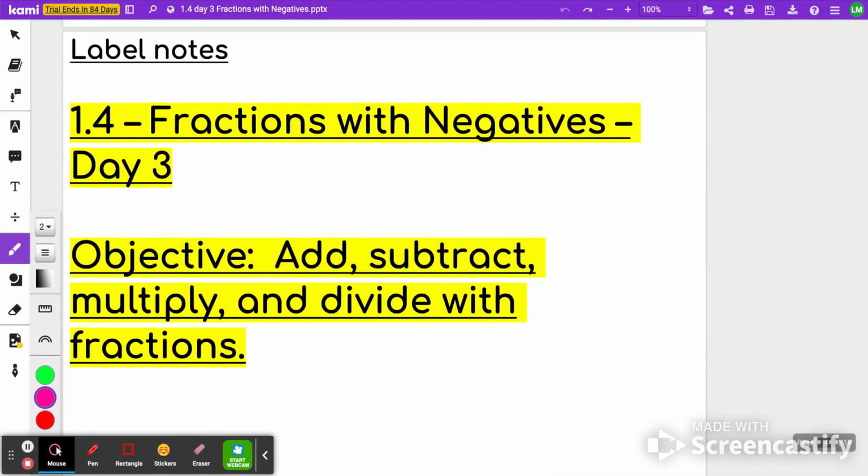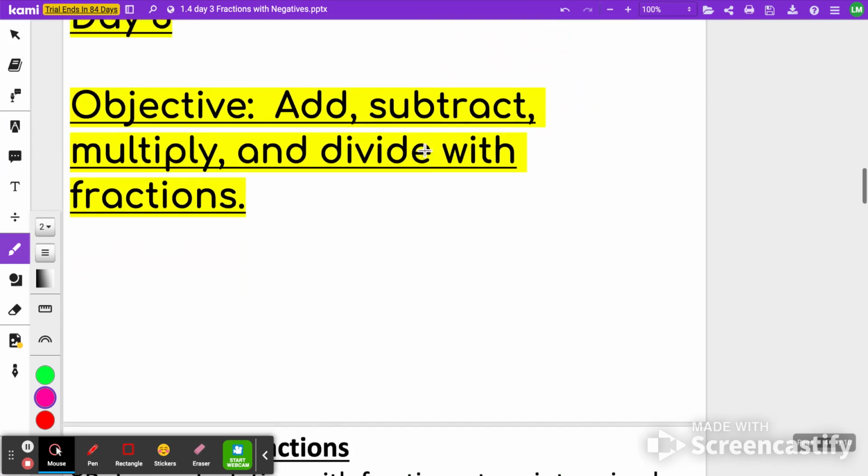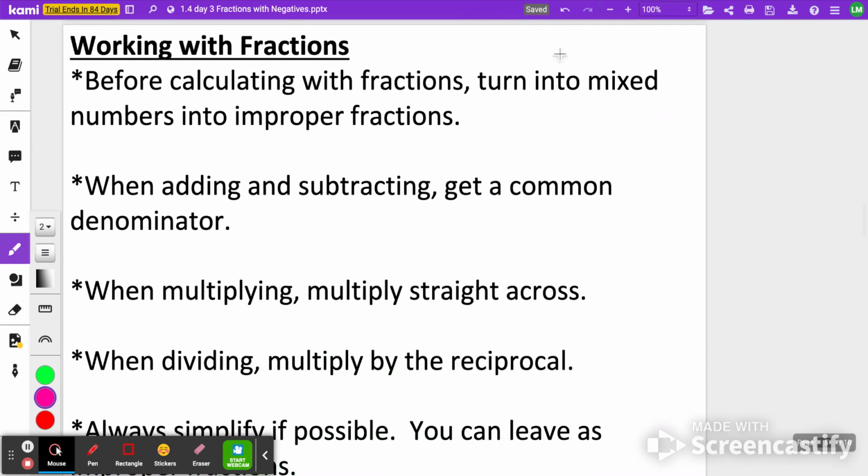Today we are on our final day 3 of fractions and operations with them. This time we're just going to put all operations together: add, subtract, multiply, and divide. But this time we're going to see some negatives. A few things to consider. Before calculating with the fractions, turn any mixed numbers into improper fractions.